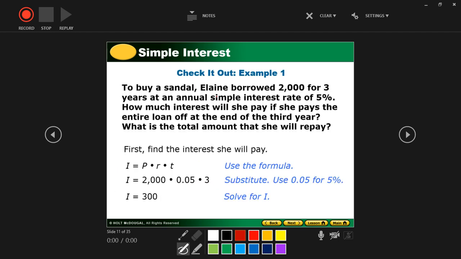To buy a sandal, Elaine borrowed 2,000 for 3 years at an annual simple interest rate of 5%.